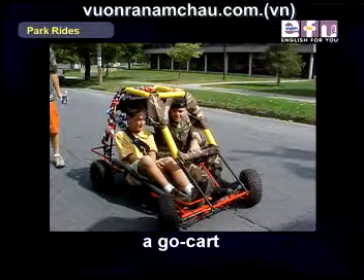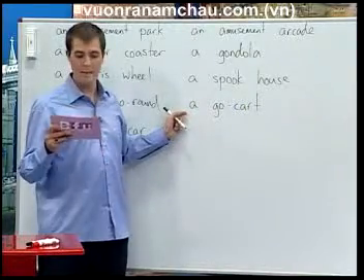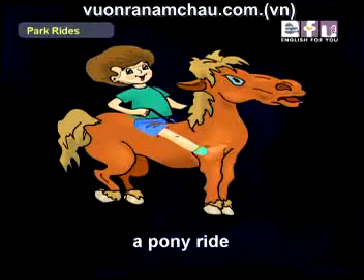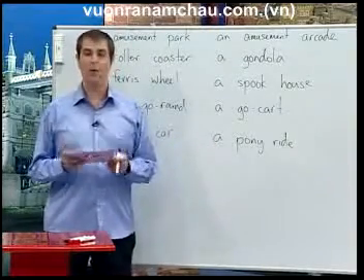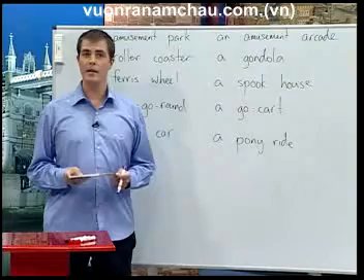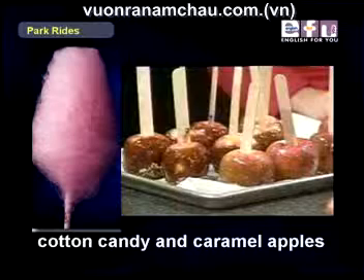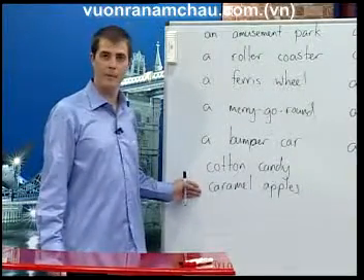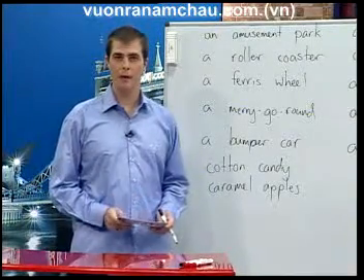A go-kart. A go-kart is a machine with an engine and an open frame. It looks like a small race car. And finally, a pony ride. A pony ride is a ride for children. They can sit on a pony and ride it with the help of their parents. Here we have cotton candy and caramel apples. People like to eat cotton candy and caramel apples at the amusement park.